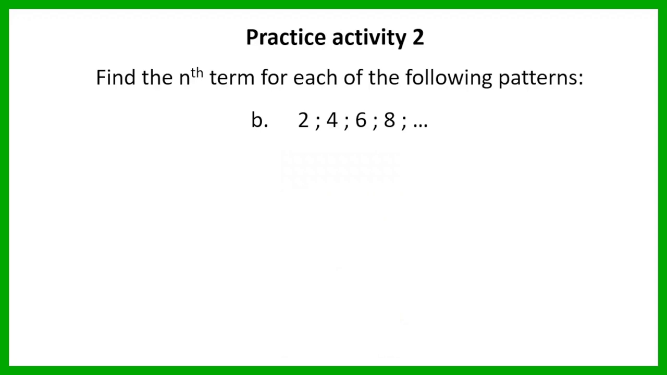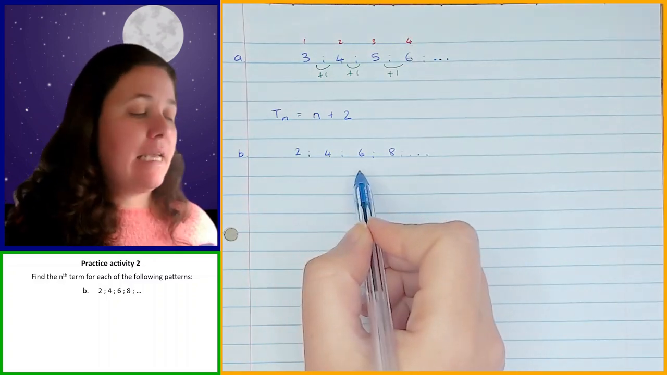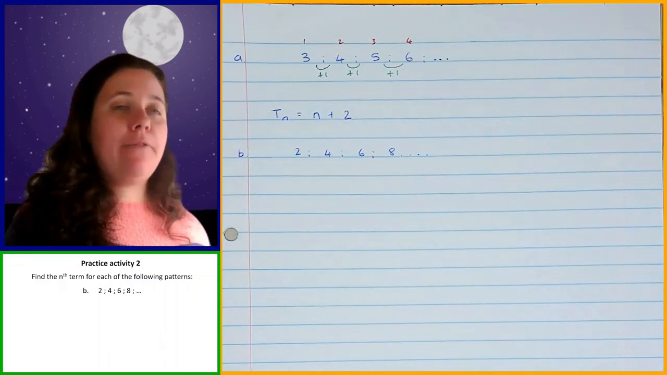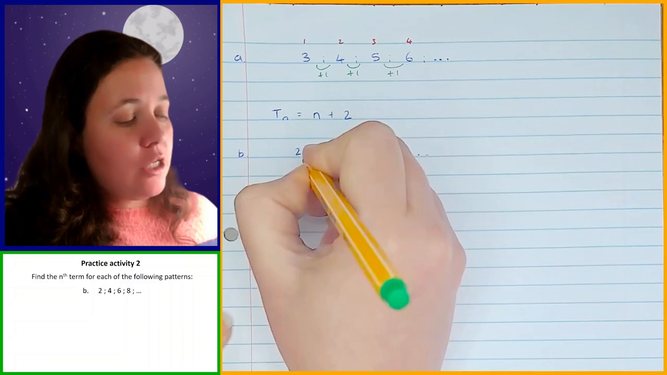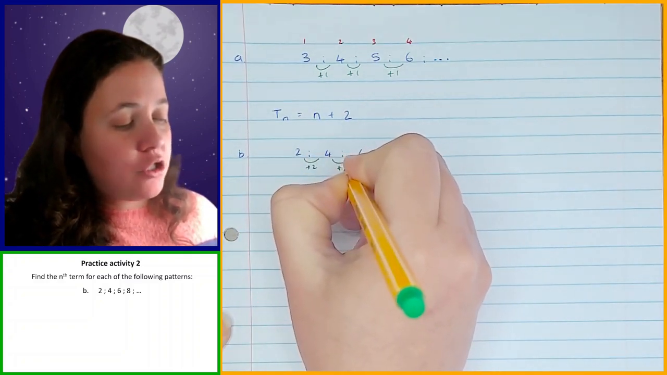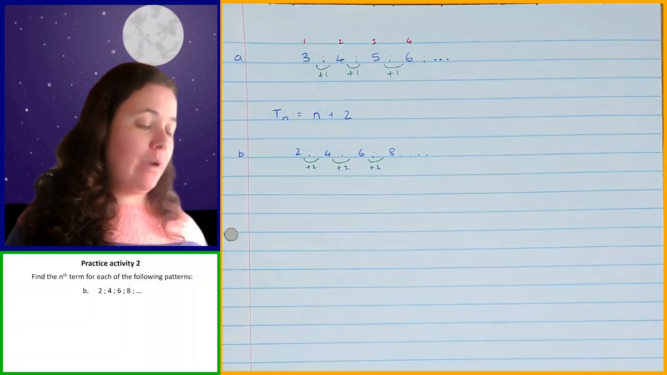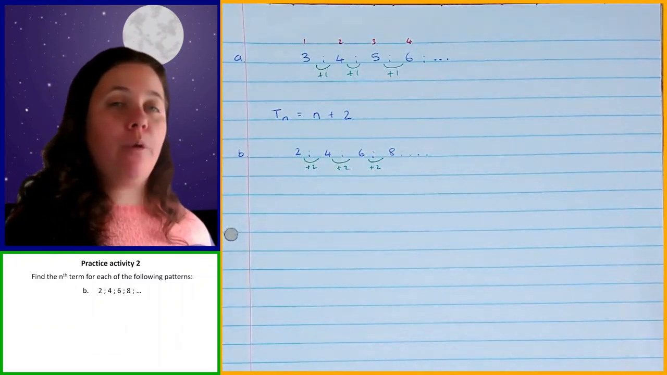Okay, let's see what you got for that one. In question B, we had 2, 4, 6, 8. First of all, let's see if there is a constant difference. If I go from 2 to 4, I'm adding 2. From 4 to 6, I'm adding 2. From 6 to 8, I'm adding 2. So I have a constant difference of plus 2, or positive 2.